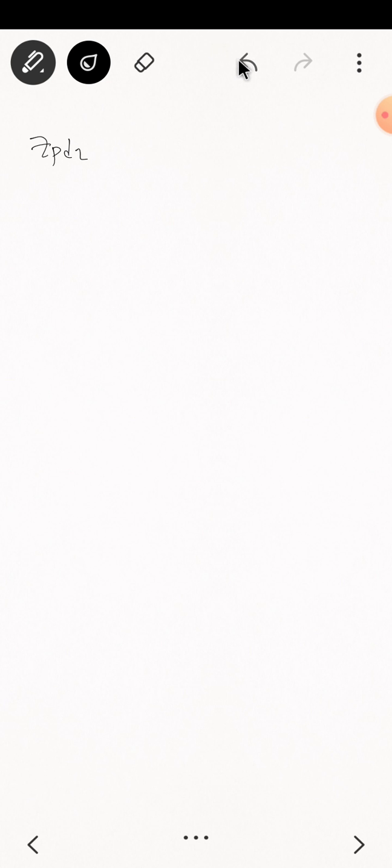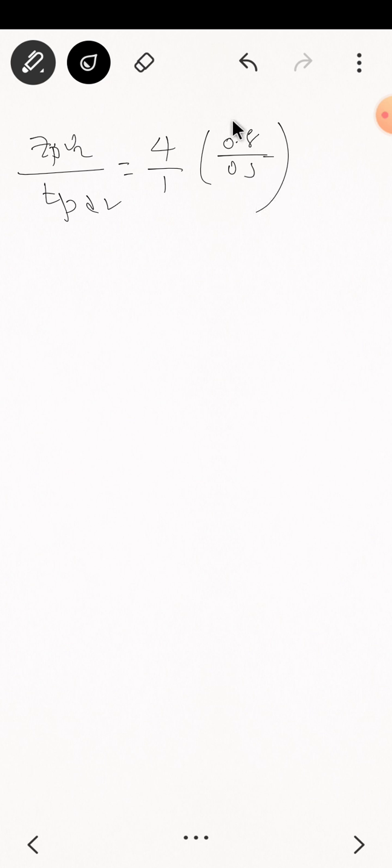ZPU2 by ZPD2 is equal to 4 by 1 into 0.8 by 0.5. This is equal to 1.6. This is approximately equal to 2, rounded off. Therefore, 4 by 1 into 2 is equal to 8 by 1.